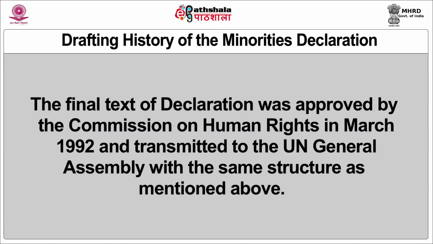The initial draft, completed in all respects, comprised a title, a preamble, and 9 articles, and was submitted to the Commission in 1990. The review of the draft was completed the next year, in 1991, after intensive sessions. The first text of the declaration was approved by the Commission on Human Rights in March 1992 and transmitted to the UN General Assembly with the same structure. The UN General Assembly adopted the declaration by consensus Resolution 47/135 of 18 December 1992, to be called henceforth the UN Declaration on the Rights of Persons Belonging to National or Ethnic, Religious, and Linguistic Minorities.